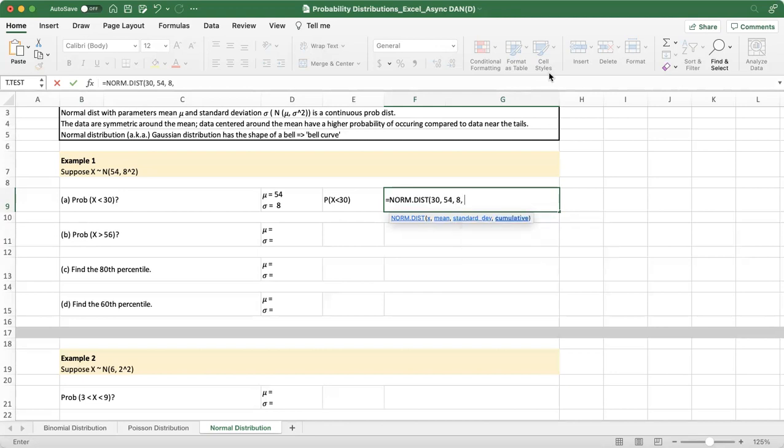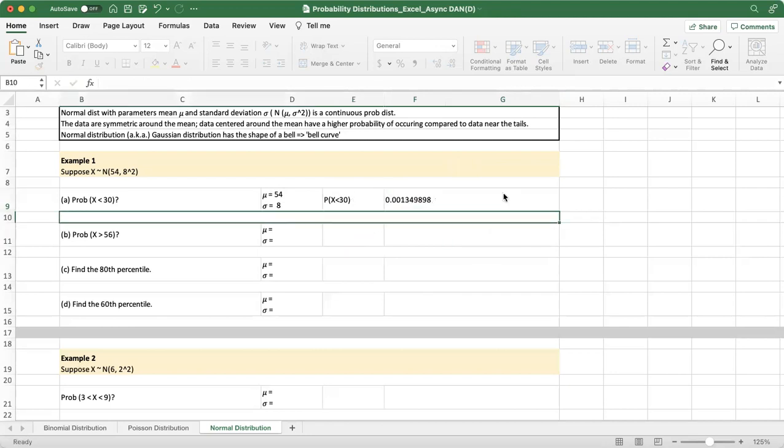And then you say yes, true to cumulative, because you want to find the probability of X lesser than or equal to some number, which is the traditional form for a cumulative distribution function. So you say yes and enter, and that's the answer. Okay. Probability of X being less than 30 is this.